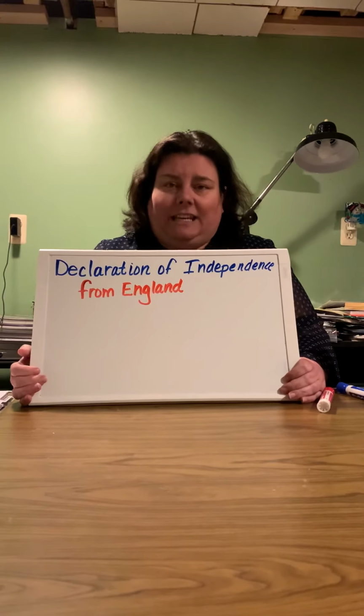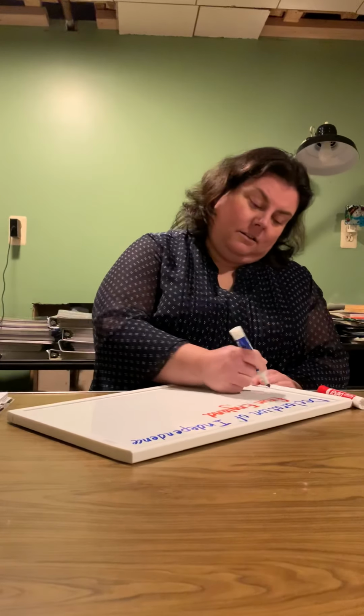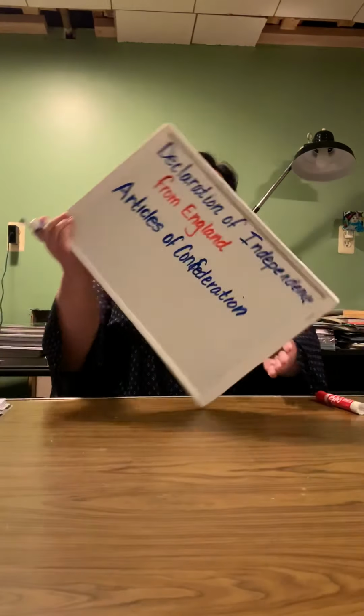They had meetings, and they met, and they made a document. And the document that they made was not the Constitution. The Constitution was not our first form of government. The Articles of Confederation was our first form of government.